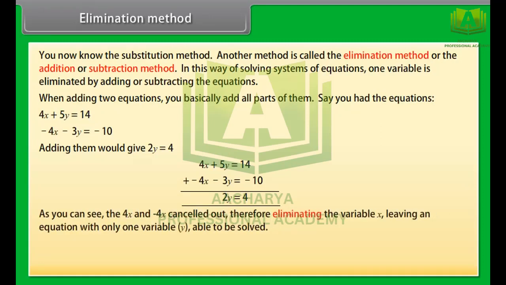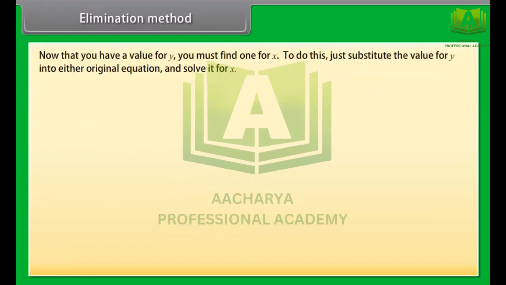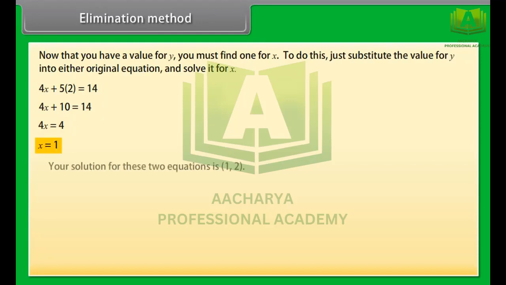As you can see, the 4x and -4x cancelled out, therefore eliminating the variable x, leaving an equation with only one variable y able to be solved. 2y = 4. y = 2. Now that you have a value for y, you must find one for x. To do this, just substitute the value for y into either original equation and solve it for x. 4x + 5 × 2 = 14. 4x + 10 = 14. 4x = 4. x = 1. Your solution of these two equations is (1, 2).